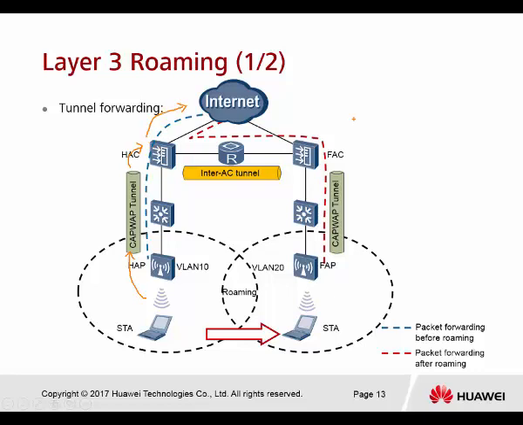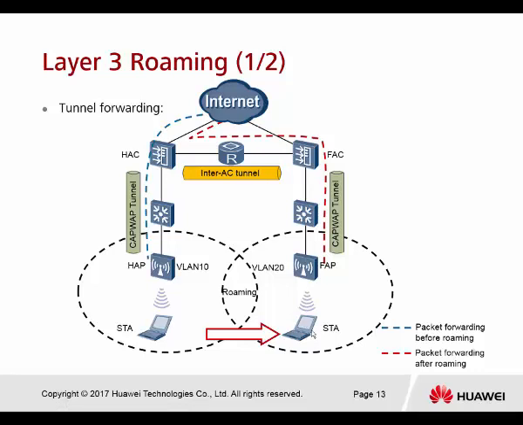Okay, this is happening before roaming. Now, the STA roams to another AP. You notice right here, this AP is using VLAN 20 and this AP is using VLAN 10. So basically, they belong to two different broadcast domains. So now, the PC wants to continue to access the internet.